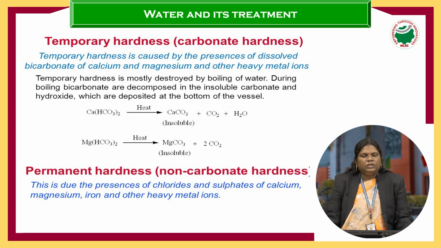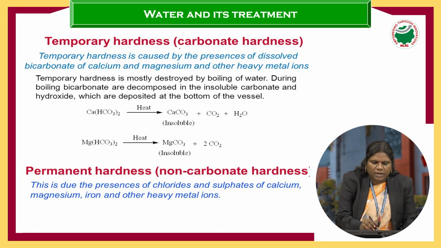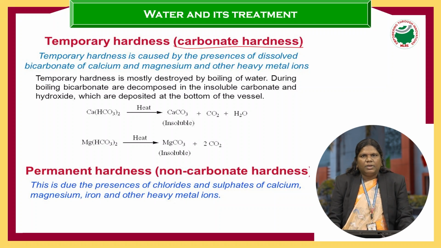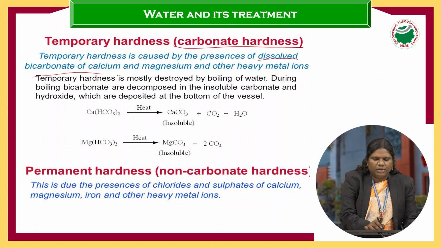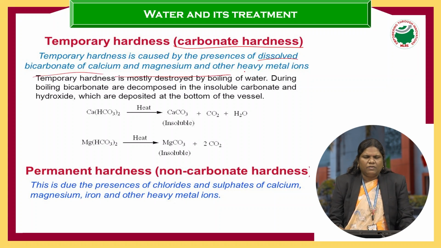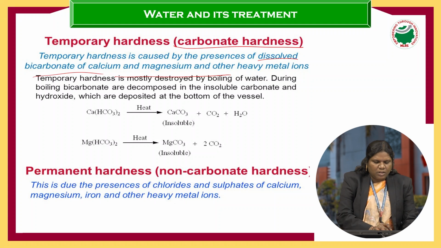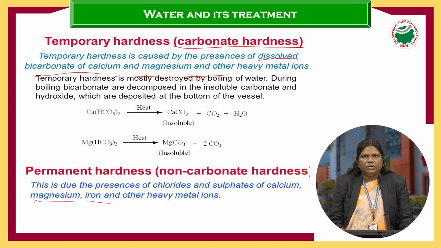Next, how can the temporary hardness causing salts be removed? Temporary hardness is also called the carbonate hardness. Why? Because the temporary hardness is due to the presence of the bicarbonates of calcium and magnesium. Temporary hardness is caused by the presence of dissolved bicarbonates of calcium and magnesium. Heavy metals like iron are also present in the water, but they won't cause any hardness. Mainly the calcium and magnesium bicarbonates will cause temporary hardness to the water.